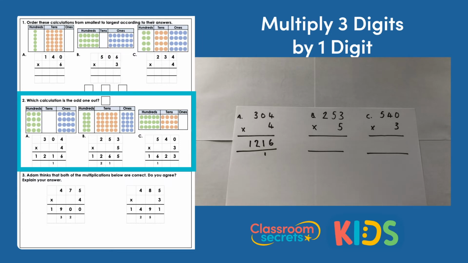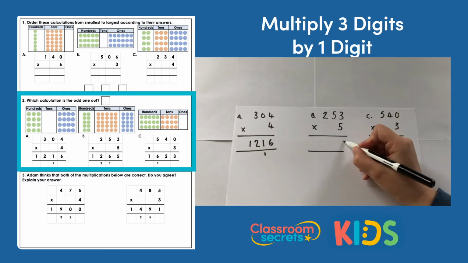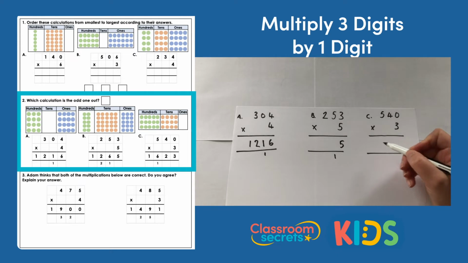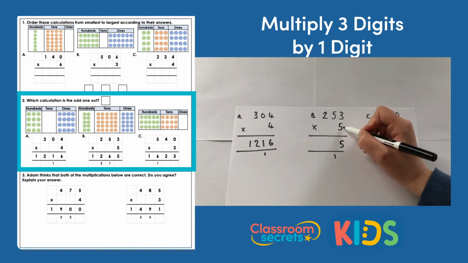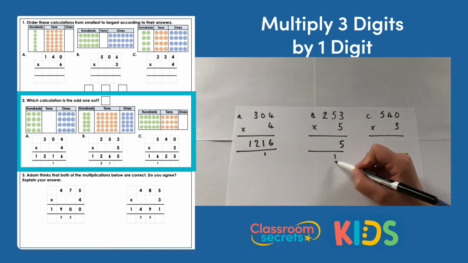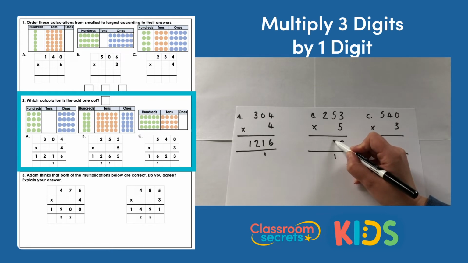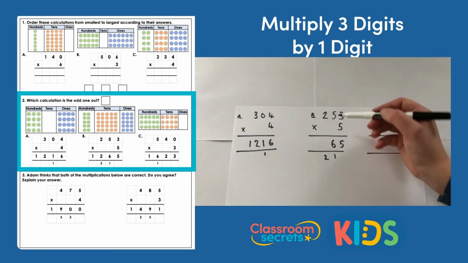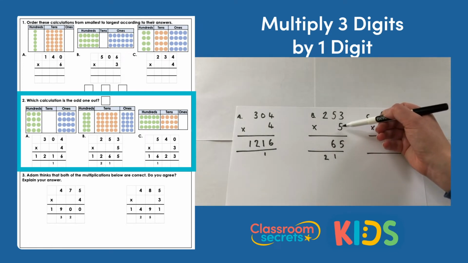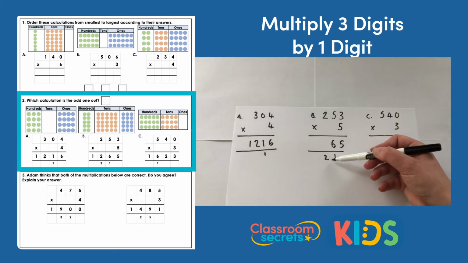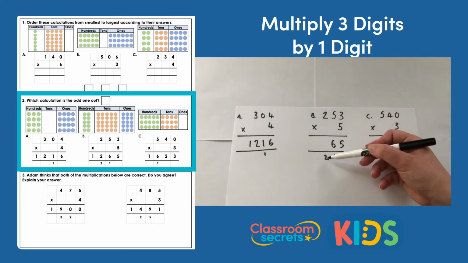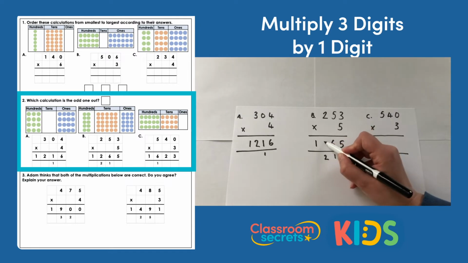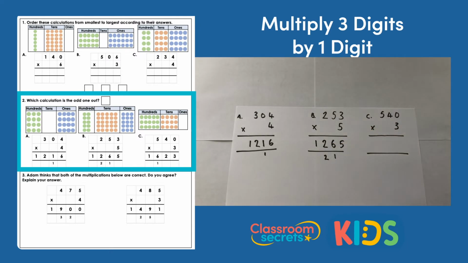Let's have a look at calculation B. 3 times 5 is 15. My 10 is exchanged. 5 times 50 is 250, plus the extra 10, which is 260. I'll put my tens in there, but carry over the hundreds, so they're exchanged into the hundreds column. Finally, we have 200 times 5, which is 1,000, and I have my 200s there that I exchange into that column, so that's 1,265. Again, that matches the answer in our question.